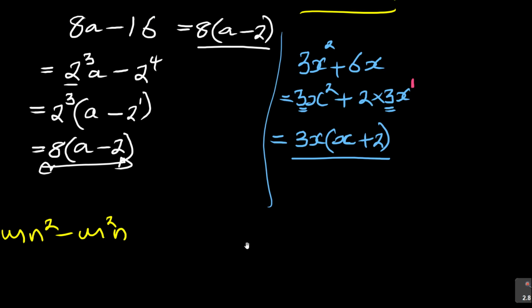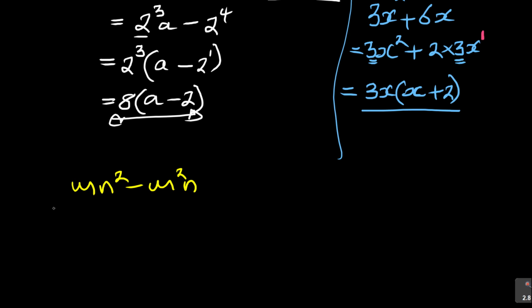mn squared minus m squared n. Now this one is also not difficult, but you need to be careful there. You look at the powers. What is the power of m? It's 1 in mn squared. Remember, the square belongs to n. Now it's m squared, then n has a power of 1. Be careful of that. Now always choose the smallest powers.